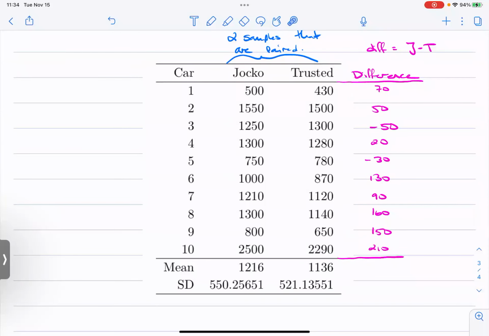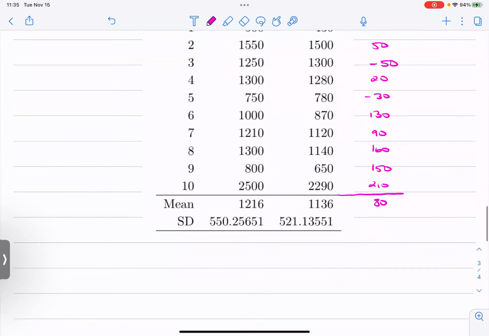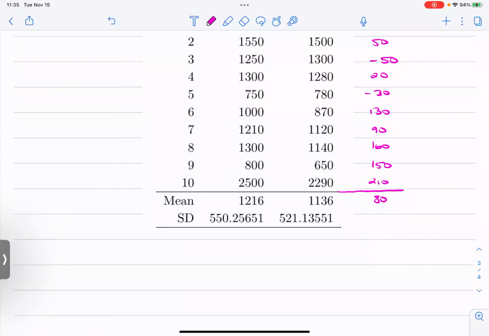Once I have these differences, you can pretty well just ignore all the rest of this information. We're now boiling it down to one sample of the differences. And I'm going to give you the mean and the standard deviation. Of course, you could use some online calculator or R to find these, but the mean is 80 and the standard deviation is 84.59052.